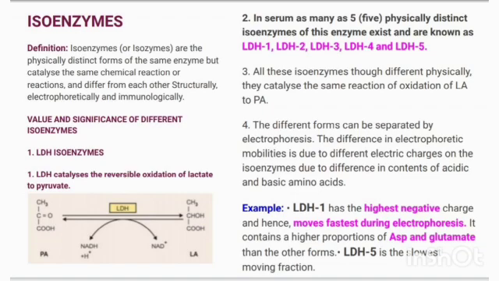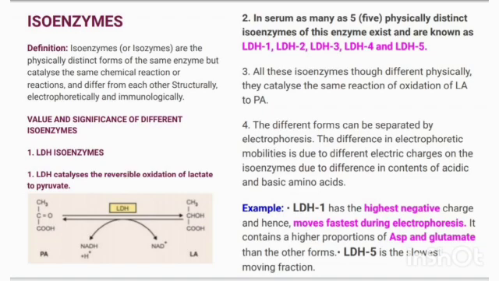Lactate dehydrogenase catalyzes the reversible oxidation of lactate to pyruvate. So we can see the equation. Pyruvate is converted to lactate and it is a reversible reaction. In serum, as many as 5 physically distinct isoenzymes of this enzyme exist and are known as LDH1, LDH2, LDH3, LDH4 and LDH5. All these isoenzymes, though physically different, catalyze the same reaction, that is, oxidation of lactic acid to pyruvate. The different forms can be separated by electrophoresis.